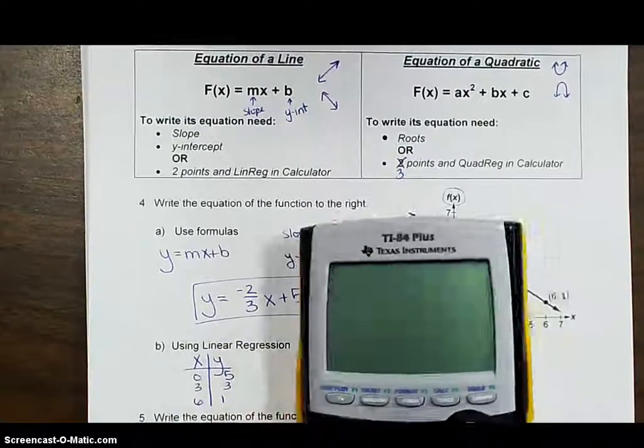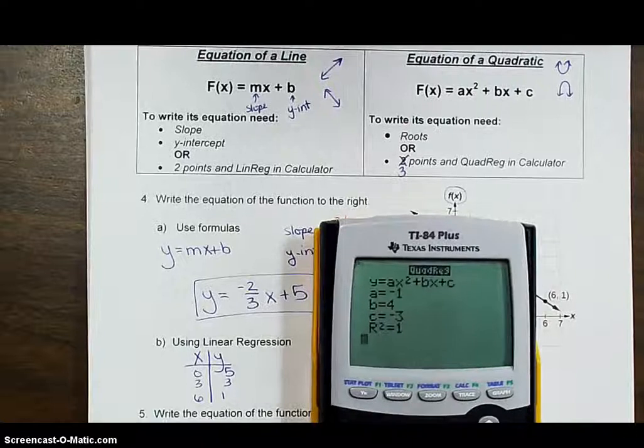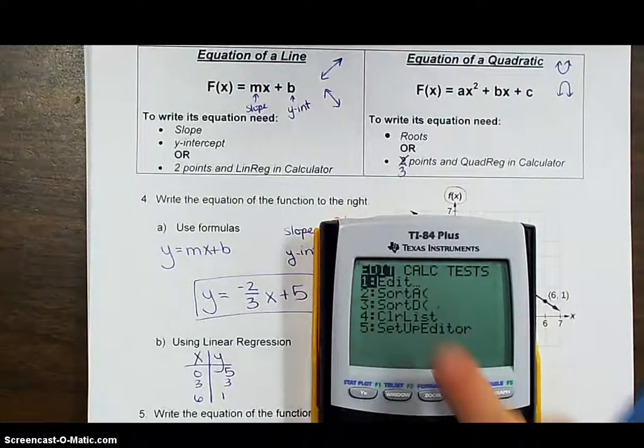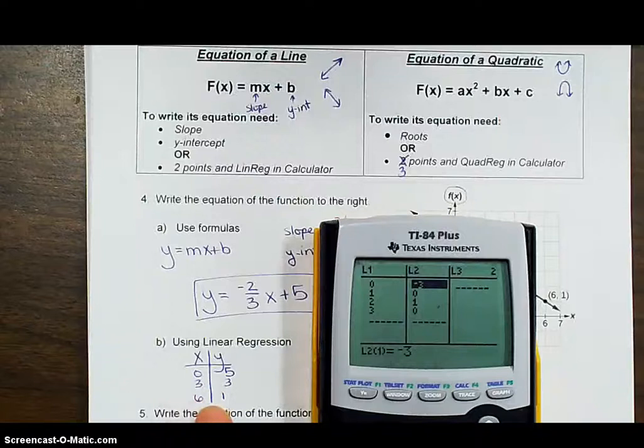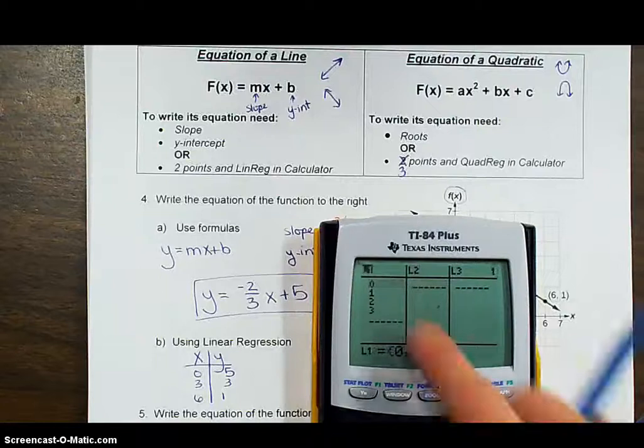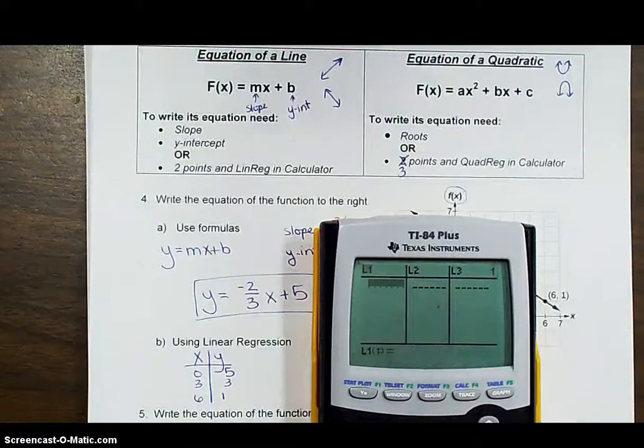Now, in our calculators, we are going to go to Stat. We're going to go to Edit, which is choice number 1. And now we have to put these values in our list. So to clear out the list, you go up, you highlight the name, you hit clear and down arrow. Go over, highlight the name, hit clear and down arrow, and then we put in our values. 0, enter 3, enter 6, enter. 5, enter 3, enter 1, enter.